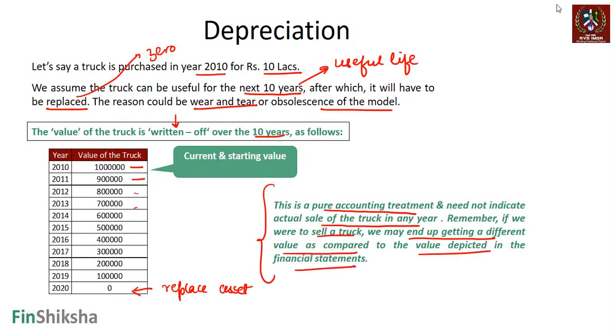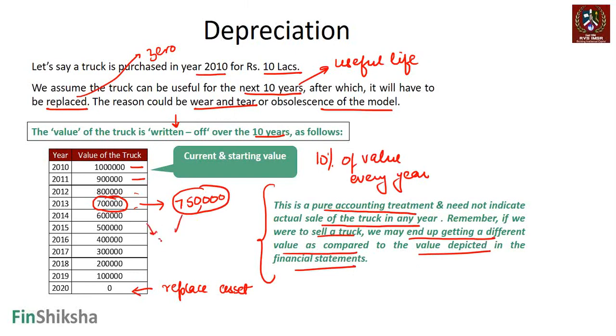Correct? We are just doing an accounting treatment saying that it is assumed that the truck will lose 10% of its value every year. That's an assumption that we are making, right? Under that assumption, we are playing it. Now, let's say we try to sell the truck in 2013 and we make 7.5 lakhs on it, then practically the value that we have recorded in the balance sheet is 7 lakh. The value that we are getting is 7.5 lakh. The difference of these two is 50,000. That is essentially the profit we will make on selling the truck.